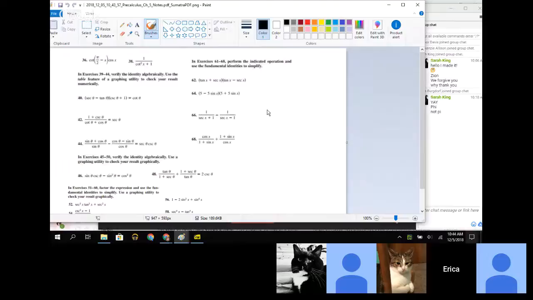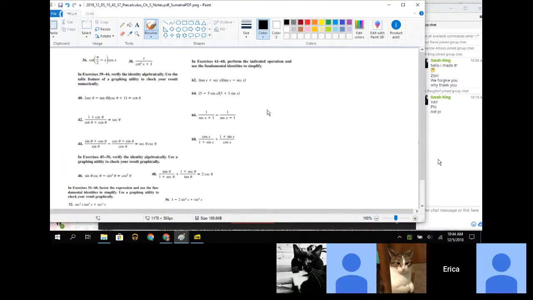40 is a different take on what we just did. Number 27 through 38, you're just simplifying. And 39 through 44, they actually give you what it equals, and they want you to try to figure out the steps to get there. So they tell you the answer in 39 through 44, but you have to figure out how to get from one to the other.